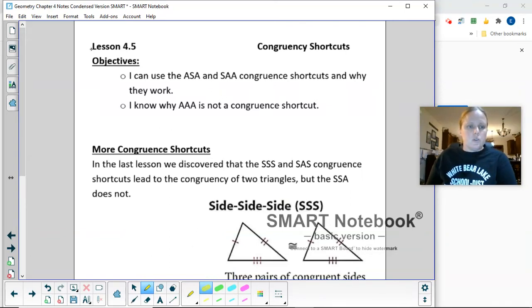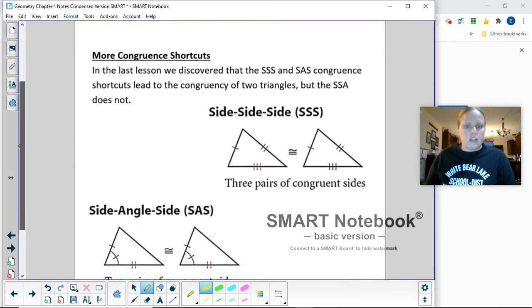We are going to continue by going into lesson 4.5, Congruency Shortcuts, which is just an extension of our last geometry lesson. Today's objectives are being able to use the ASA and the SAA congruency shortcuts, and knowing why AAA is not a congruency shortcut. So let's look at our first information here.